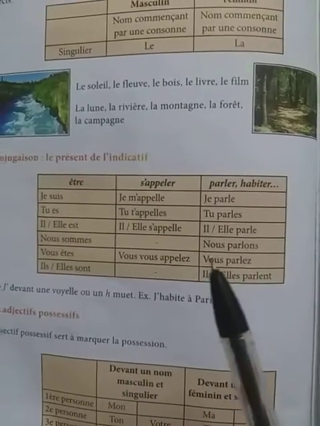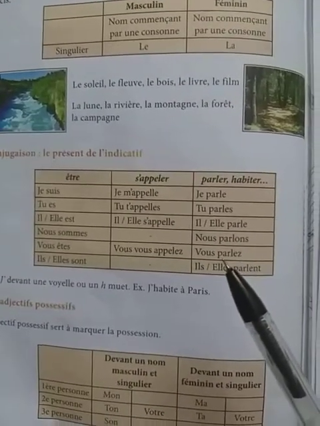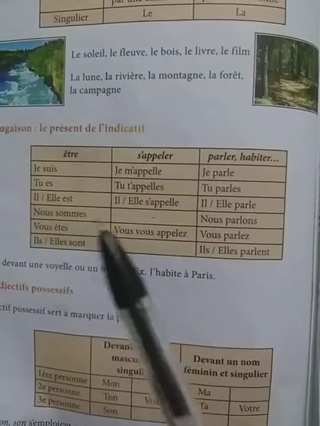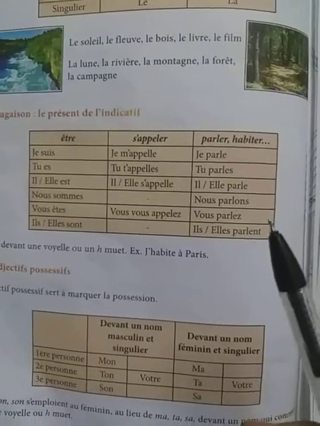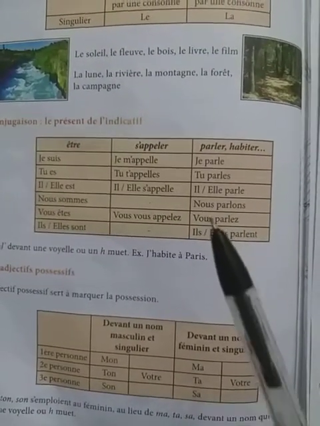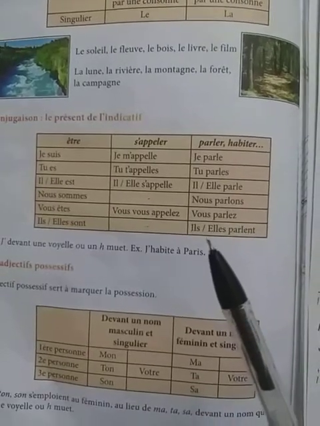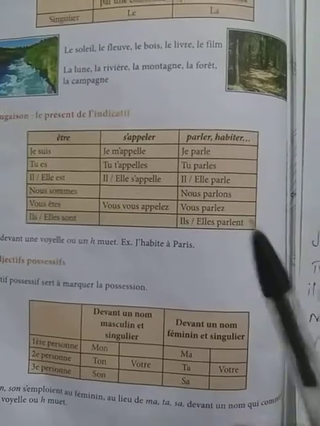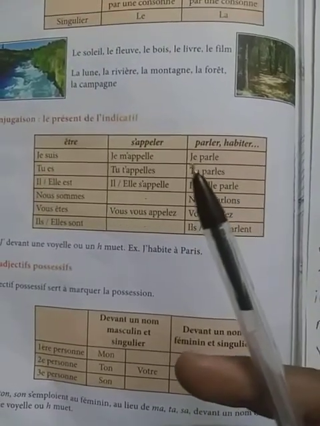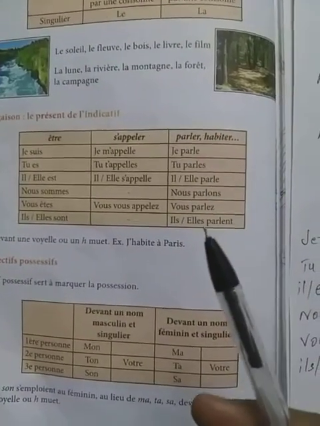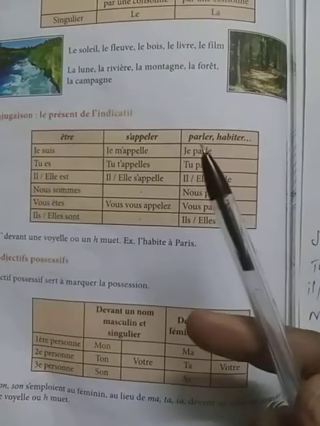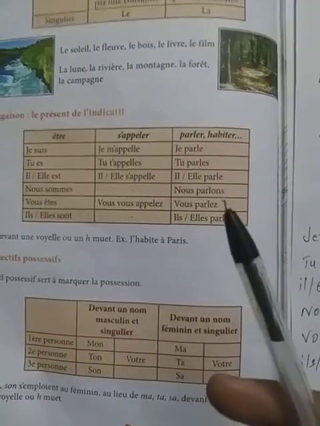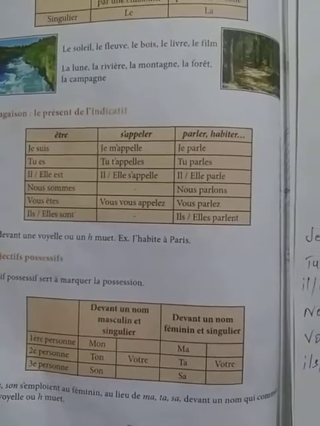These are the examples given in the textbook, page number 6, present indicative: être, appeler, parler, habiter. First, we'll see the regular verbs, then we'll see the irregular verbs. Let us see the regular verbs. It is easy, just follow the pattern. Parler verb, habiter verb. This we are going to see now. Here, the parler verb conjugation is given. I will explain how it is done now.